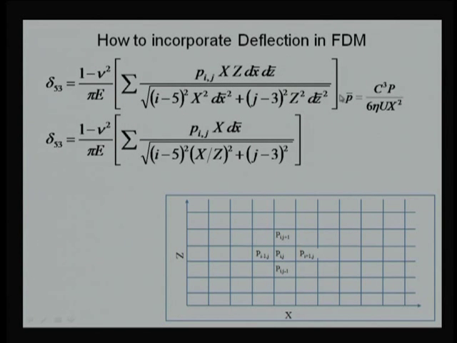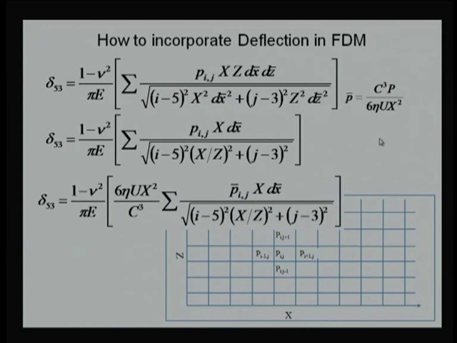We did pressure normalization in hydrodynamic lubrication using this relation. We said P bar, that is the non-dimensional pressure, is given as P, that is the dimensional pressure, divided by 6 eta u x squared by c cube. This way we non-dimensionalized the pressure at that time. So, we can substitute the same relation here. Instead of Pij, we can write P bar, the non-dimensional pressure, times 6 eta u x squared divided by c cube.